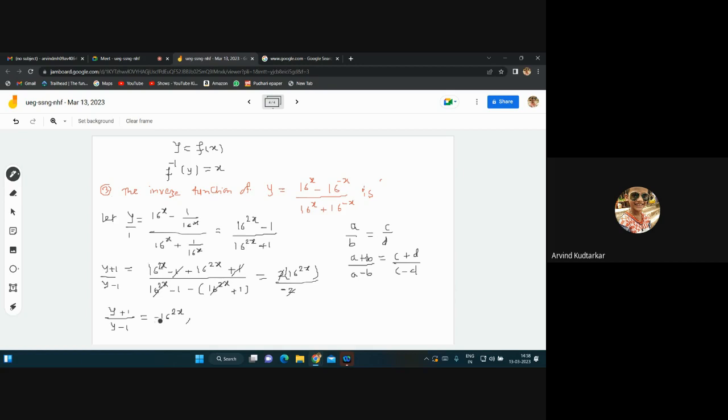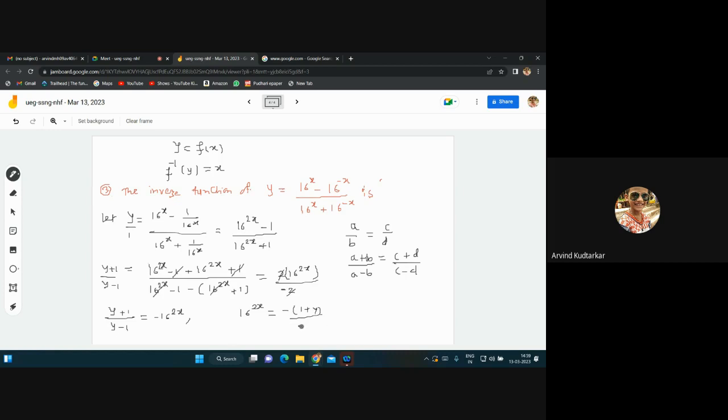Here we have to remove that negative sign in the RHS. So how to remove it? You have to shift it into the RHS. 16 raised to 2x is equal to, when you shift that negative sign to the RHS, what does it become? There will be an effect on the denominator. So minus times 1 plus y, upon y minus 1.